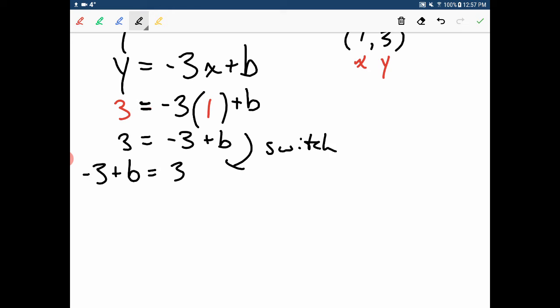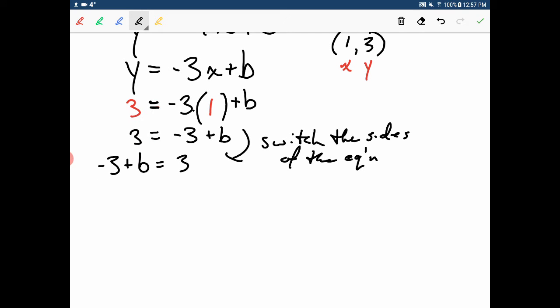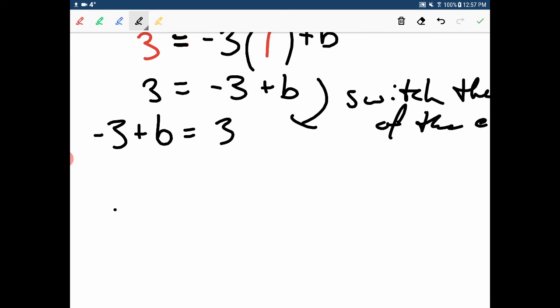Switch the sides of the equation. I haven't changed anything, and that's why it's okay. The left side becomes the right side and the right side becomes the left side, and nothing changes, so you're allowed to do that. It just gives you one less step to do. It's not necessary, but I think it's easier because then we can just move our -3 over. We get b is equal to 3, and remember when you move a -3 over, it changes to a +3, so we get b is equal to 6.